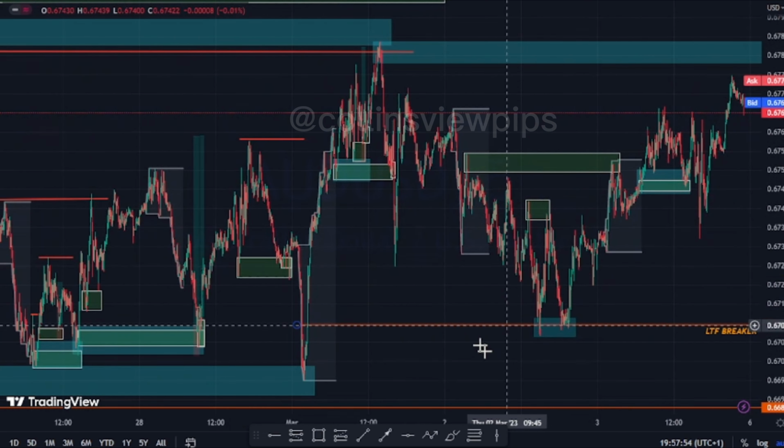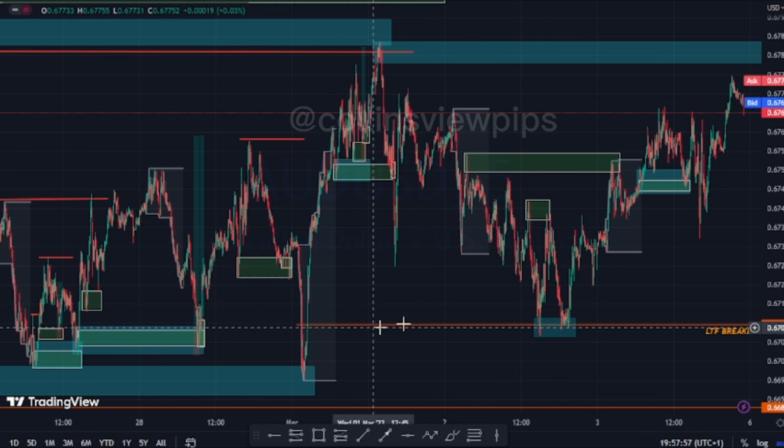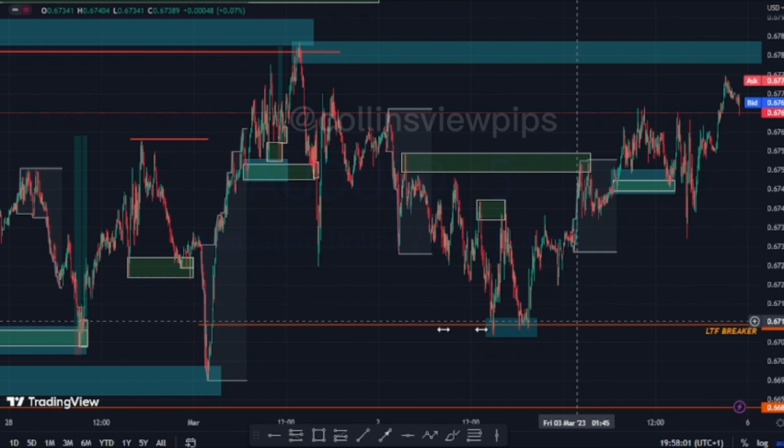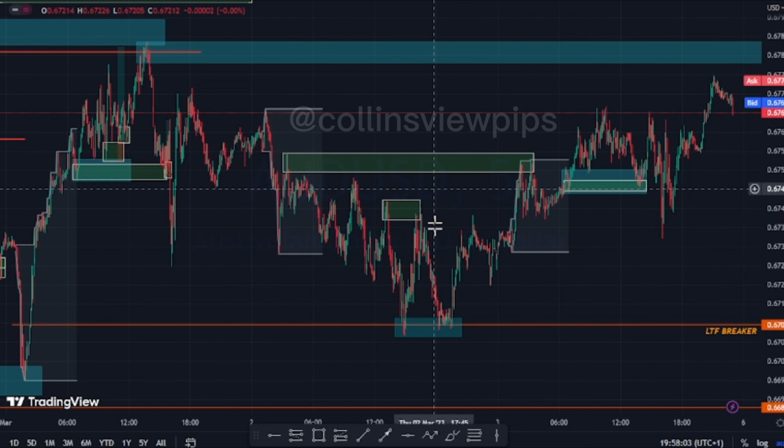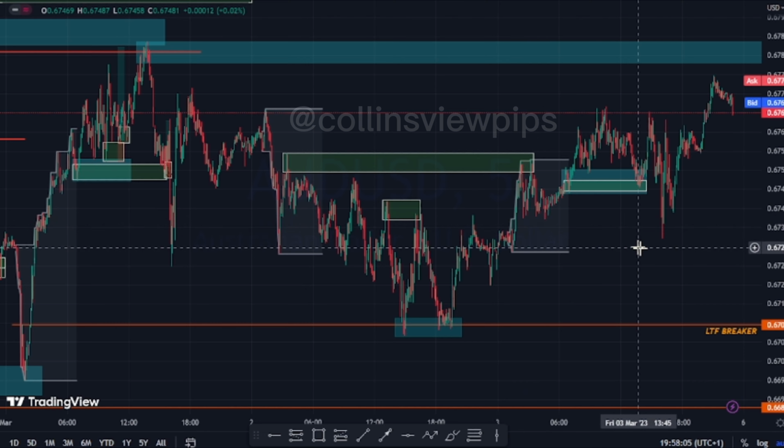Yeah, the change of character happened here when this reacted from a breaker point. As you can see, a lower time frame breaker reacted from the lower time frame breaker, gave bullish intent, and then the buys played out for the week.